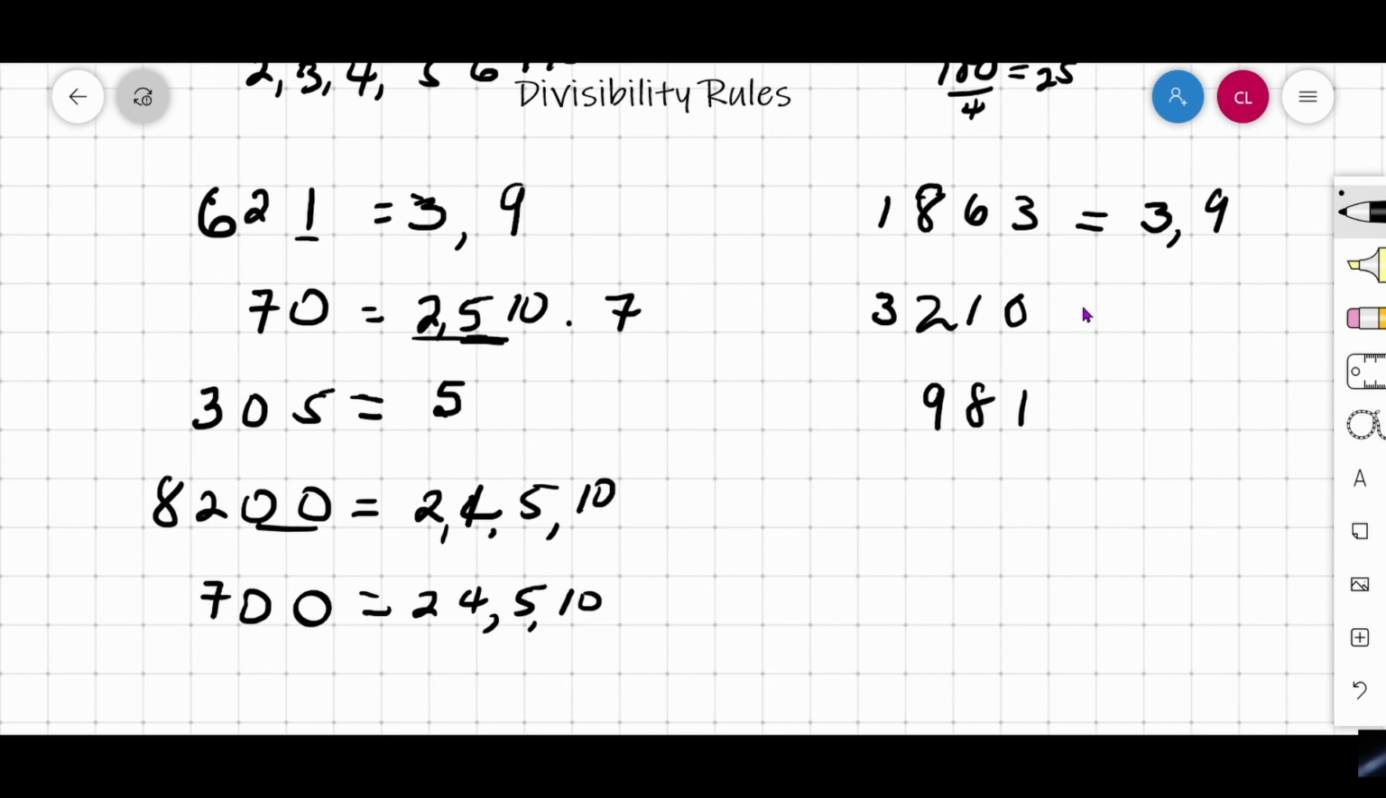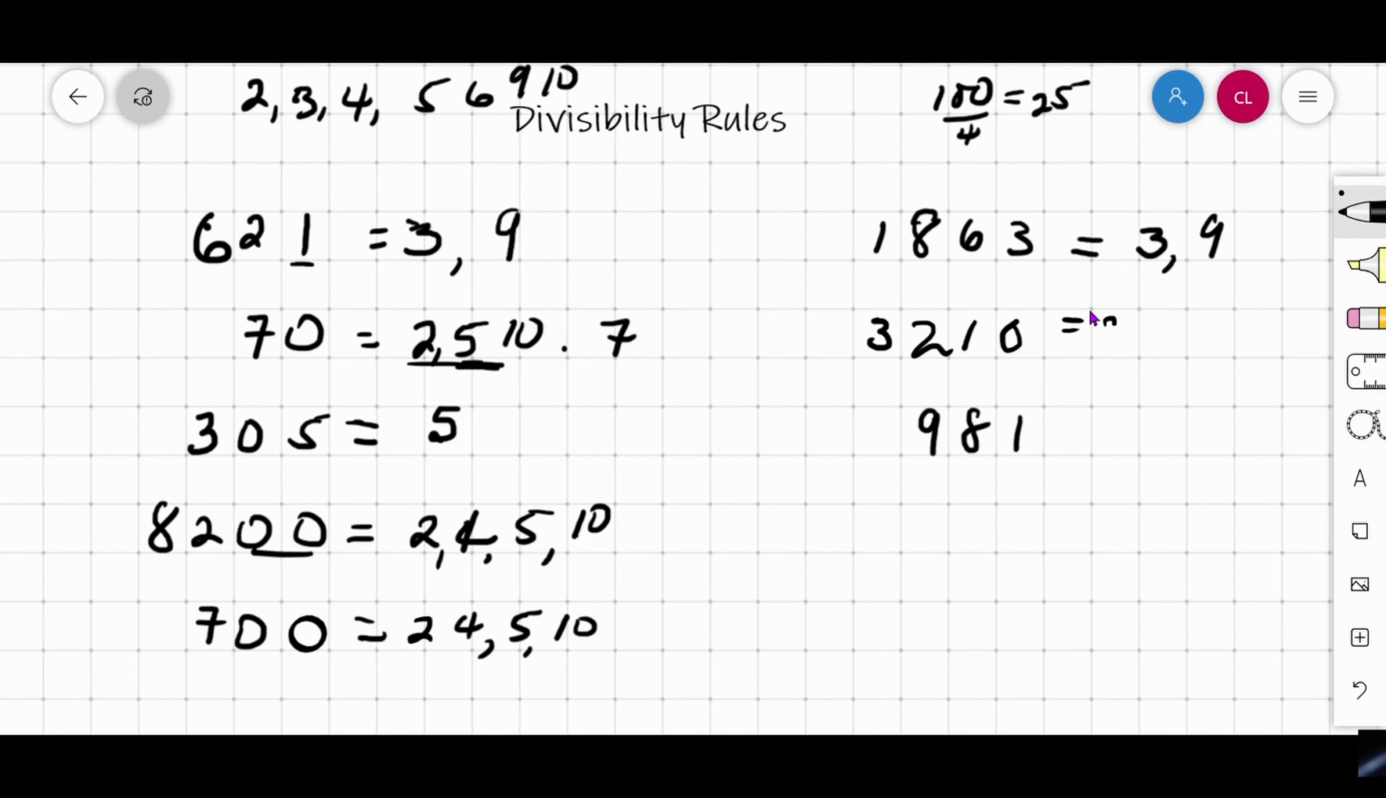Next one, 3210. Okay, so this is an even number, so we know 2 can go in there. Let me see if 3 could go in there. What would we do? 3 and 2, 5 and 1, 6, 6 and 0. Okay, so 3 can go in there. And if 2 can go in there and 3 can go in there, then 6 could go in there. 5 could go in there as well because it ends with a 0. So 5 can go in there. 6 can go in there. Oh, because it ends with a 0 as well, 10 could go into this one.